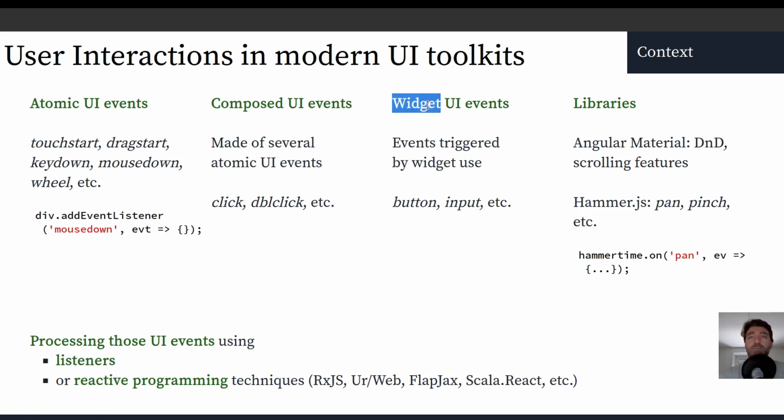We have widget events, which are in fact not very related to user interaction, because never mind if you use a touchscreen, a mouse, or a keyboard to trigger a button. And we have libraries, of course, such as Angular Material or AmaJS, that provide more complex user interactions. Developers can process those user interface events using listeners or reactive programming libraries such as RxJS.